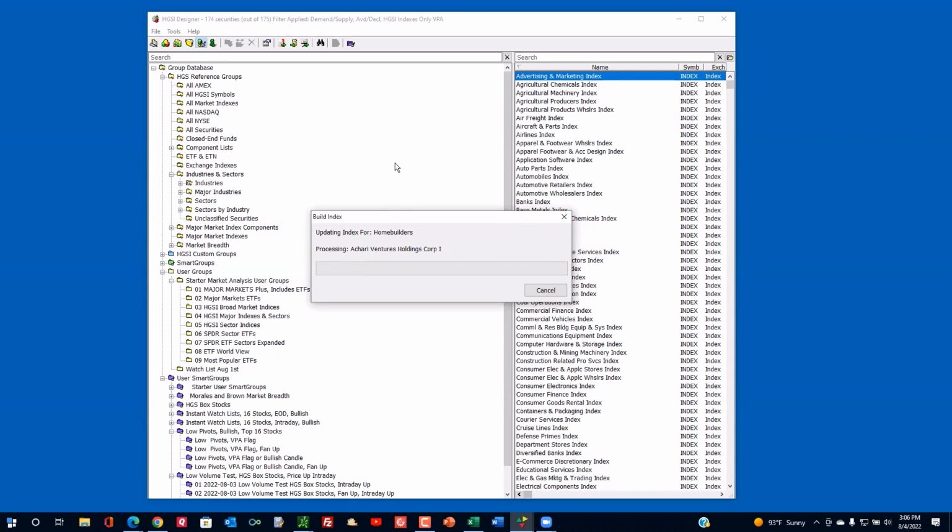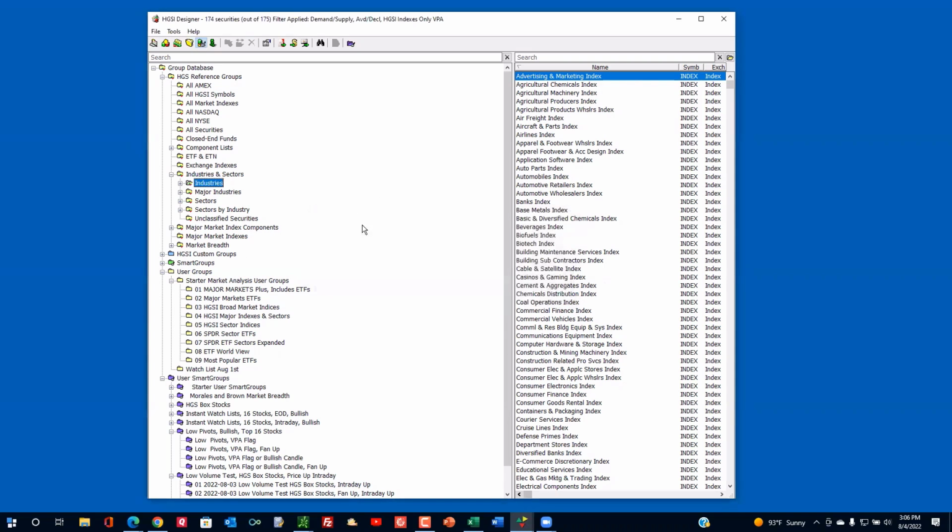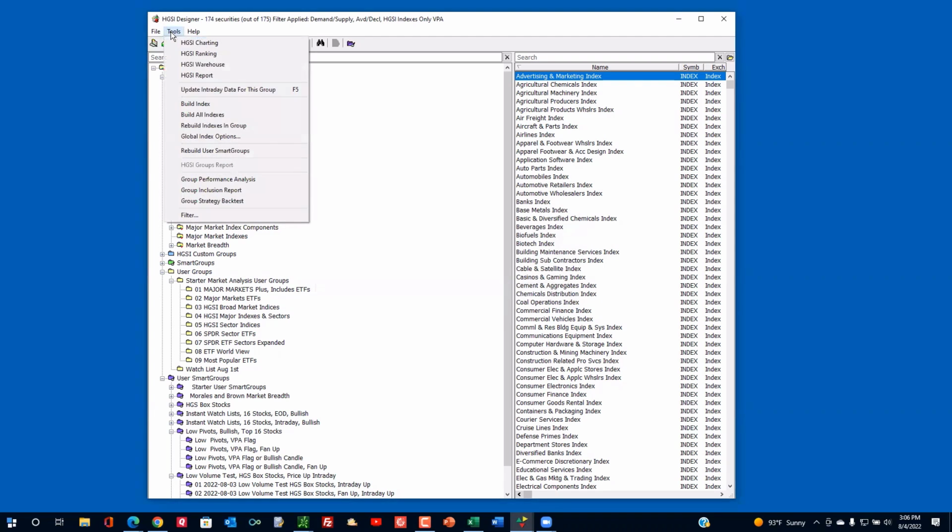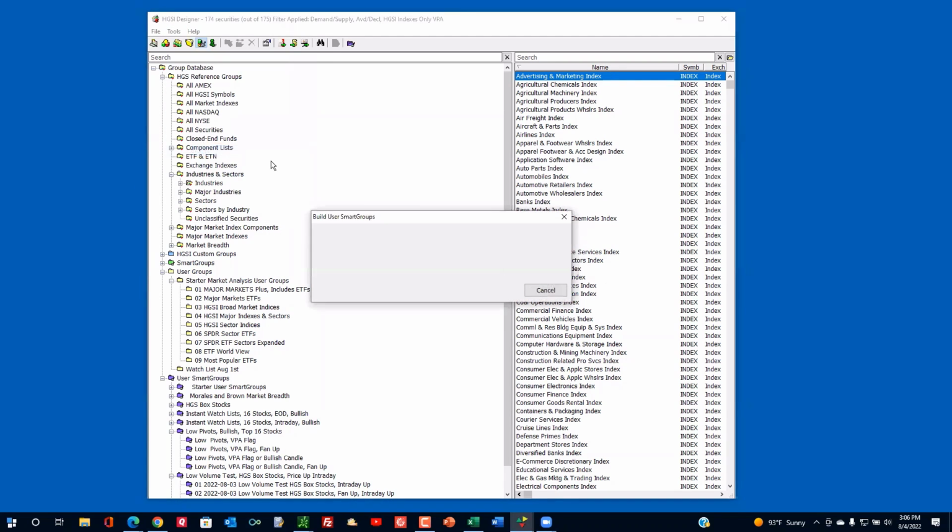Once again, it takes very little time, even on this old, slow computer. Slow by today's standards. When I bought it, of course, it was the state of the art. But you know how quickly these change in the world of computers. Now, on my new computer, that would have been done much faster. I'm going to do one more thing. I'm going to rebuild the user smart groups. These are the smart groups down here that I've added to Gil's files.